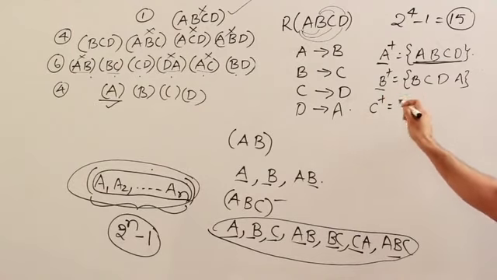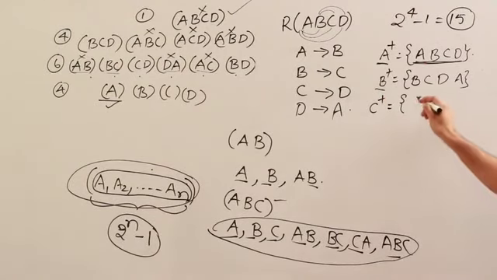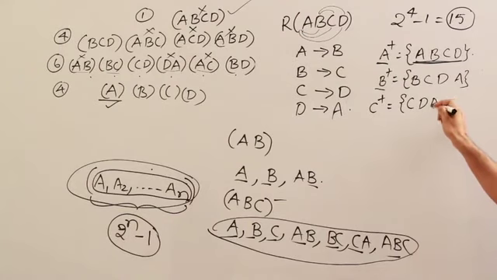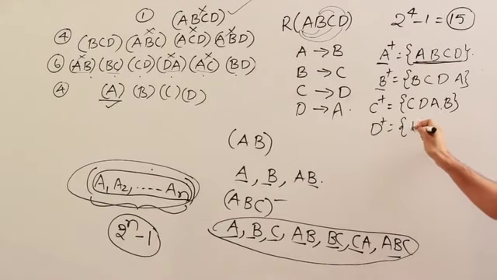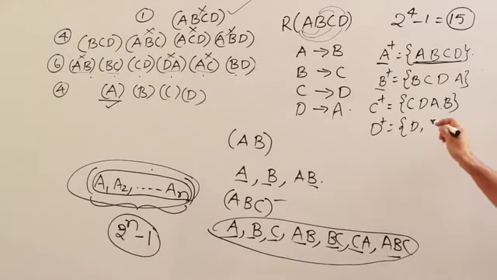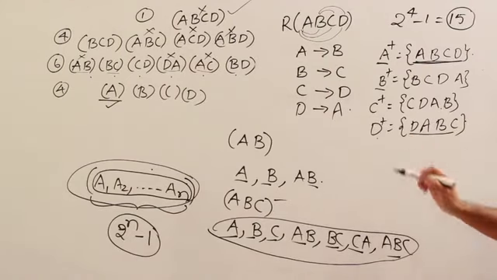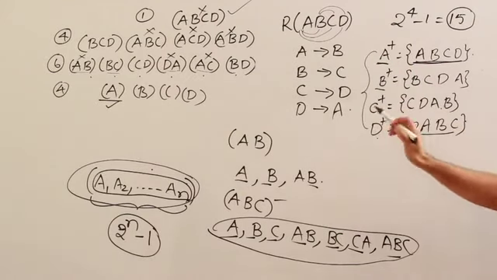What about C plus? So C is going to give D, and because of D I get A, and because of A I get B. I got all of them. Therefore C is also a candidate key. What about D plus? Because of D I get D, and again because of D I get A, and because of A I get B, and because of B I get C. I got all of them, right? Therefore A, B, C, D are going to be candidate keys.